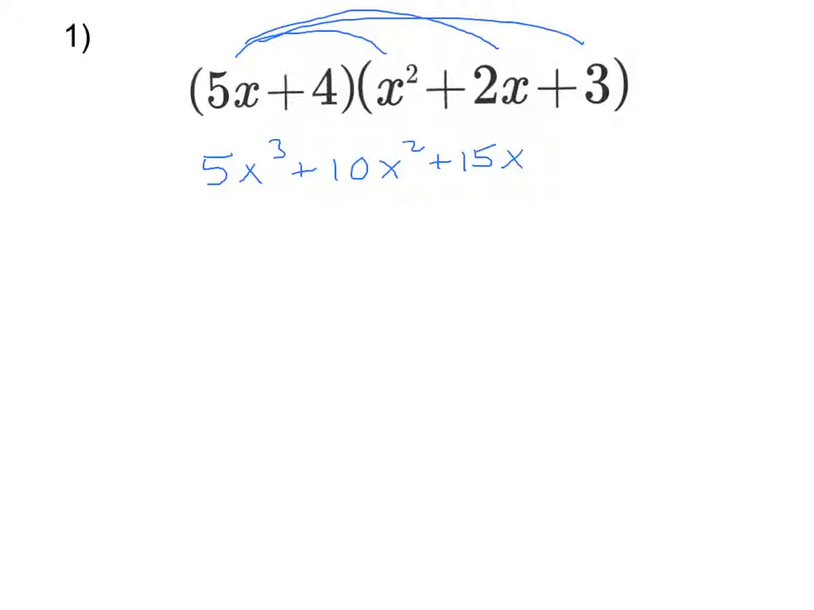Now we have exhausted all the terms with the 5x, and it's now time to take the 4 and multiply it by each one of the terms. So the 4 times the x squared gives us 4x squared. The 4 times the 2x gives us an 8x. And finally the 4 times the 3 gives us a positive 12.